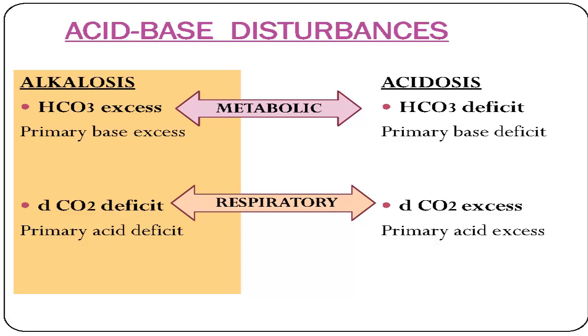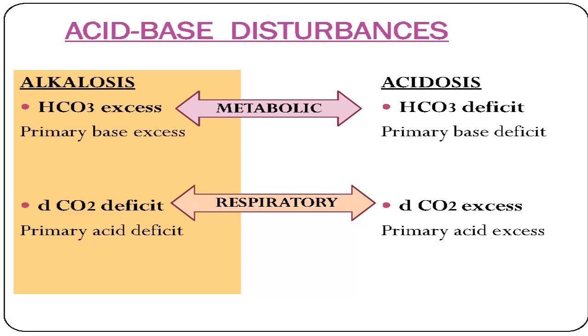Now, what happens in case of alkalosis? As the name suggests, the system becomes alkaline. That is, the pH will be higher than the reference value. It can occur due to metabolic causes and respiratory causes. In case of metabolic causes, there will be primary base excess in the system. Now, what is the primary base in our body? That is the bicarbonate. So, the bicarbonate will be in excess in the system, then it is metabolic alkalosis.